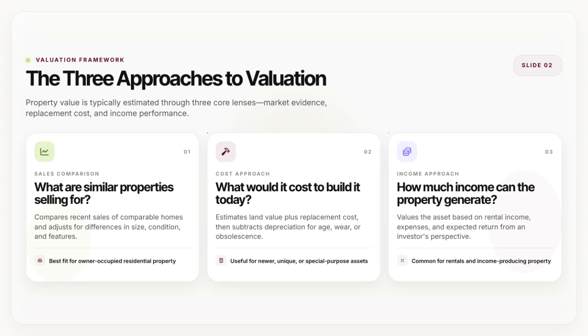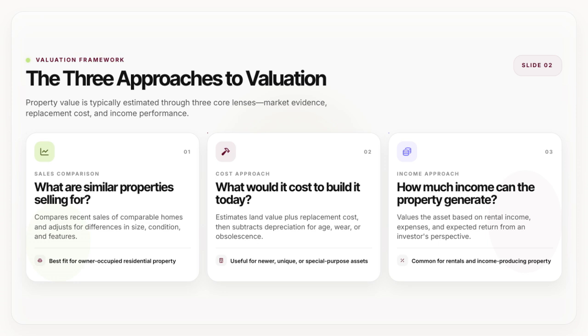First, the sales comparison approach looks at what similar properties have recently sold for. We compare those sales and then adjust for differences like size, condition, and specific features. This method works best for owner-occupied homes, since it reflects the market demand for properties similar to the one being valued. Next is the cost approach.